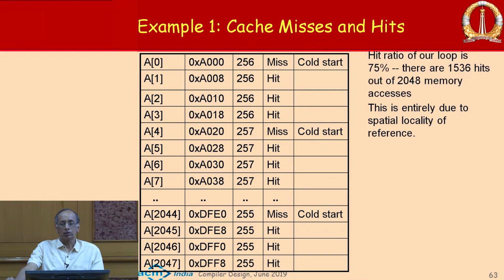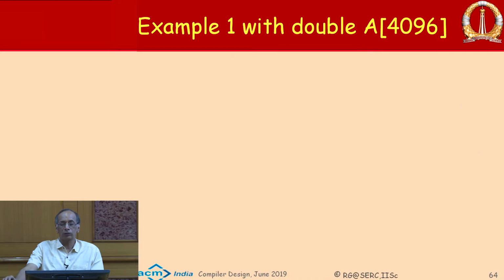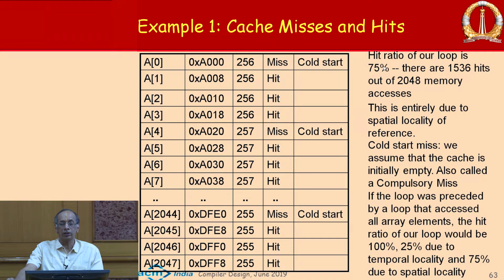Okay, good. Again, this is going into all of these details, so you can just look at it and say that for every 4 accesses there is 1 miss, so that means that there is a 25% miss and 75% hit.